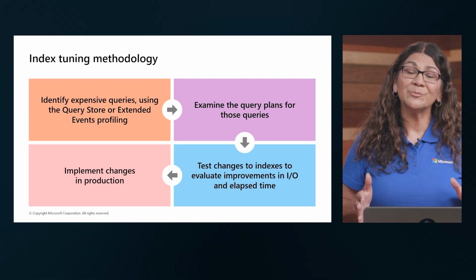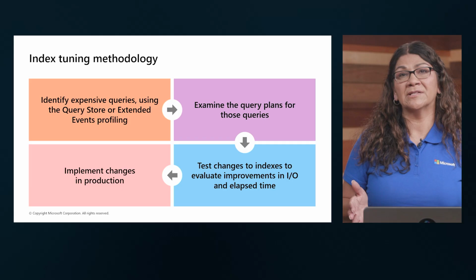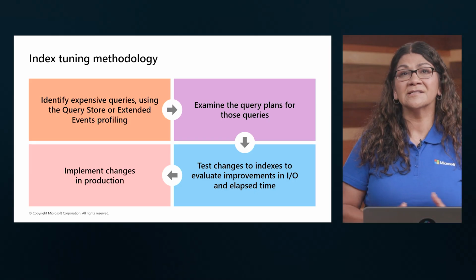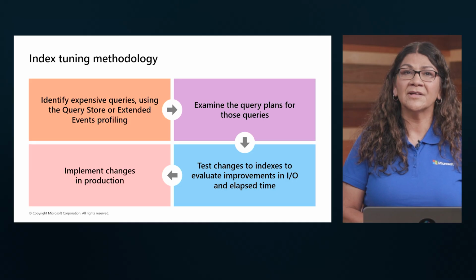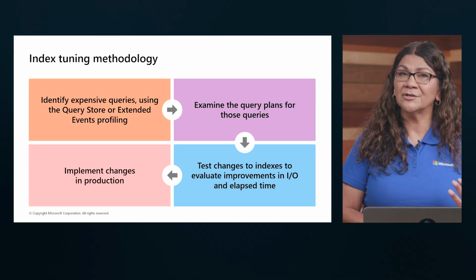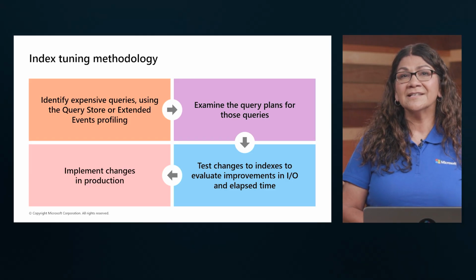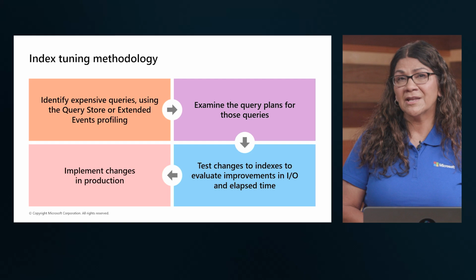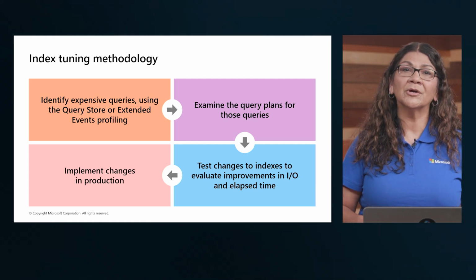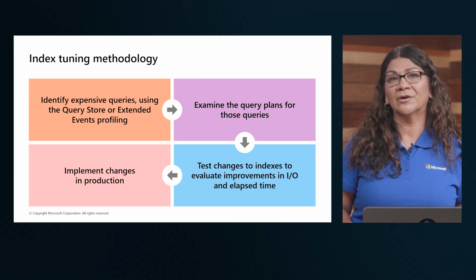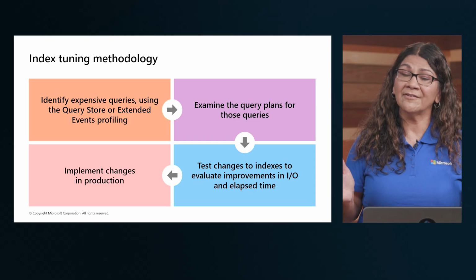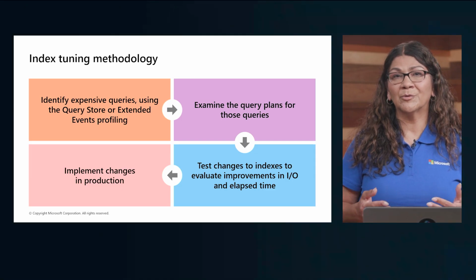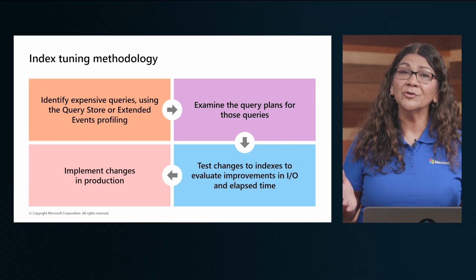Here is a four-step process for optimizing SQL Server performance through effective indexing. It begins with identifying expensive queries using tools like the Query Store or Extended Events profiling, followed by examining their execution plans to uncover inefficiencies. Next, testing index changes to measure improvements in I/O and elapsed time. And finally, implementing validated changes in production. This approach is especially beneficial when tuning T-SQL queries, as indexing strategy is one of the most effective methods for performance enhancement. Properly indexed databases reduce I/O operations, alleviate pressure on storage, and improve memory utilization.